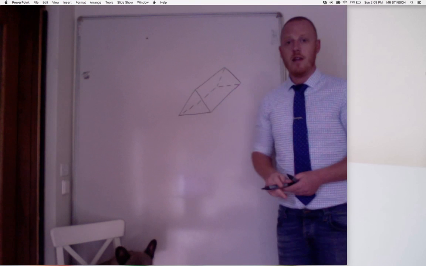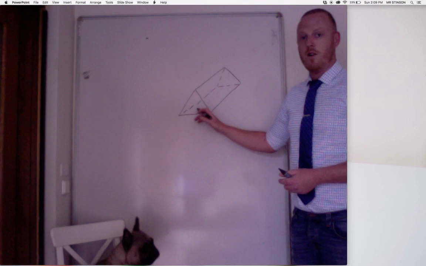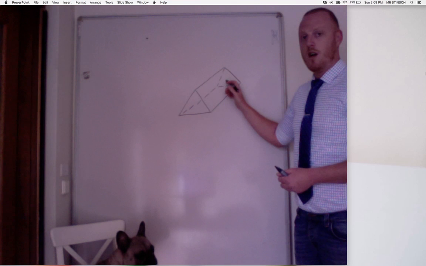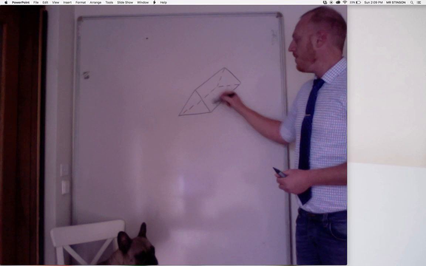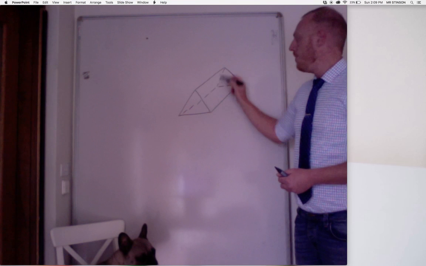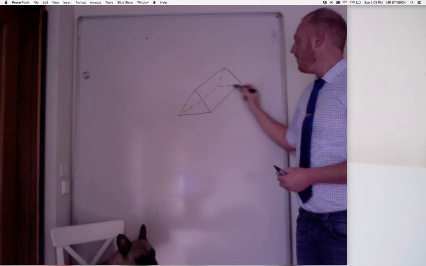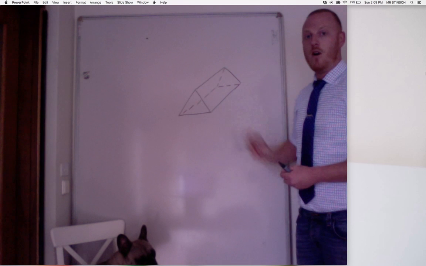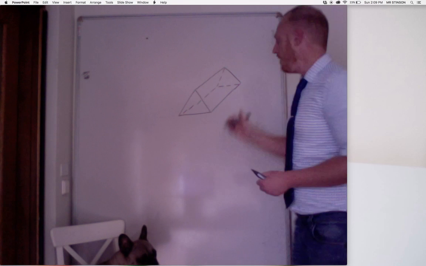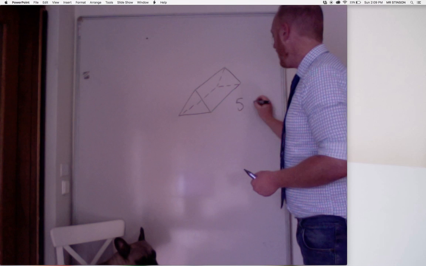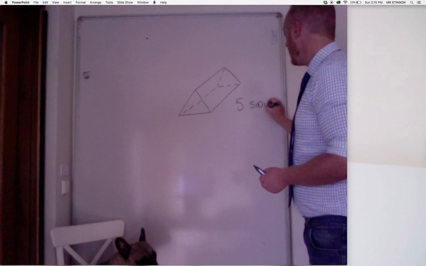So let's count them together. One triangle, two triangles, 3 for this rectangle, 4 for this rectangle, and 5 for the rectangle on the base. Therefore, a triangular prism would only have 5 sides.